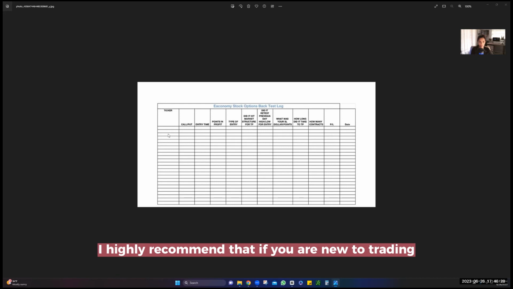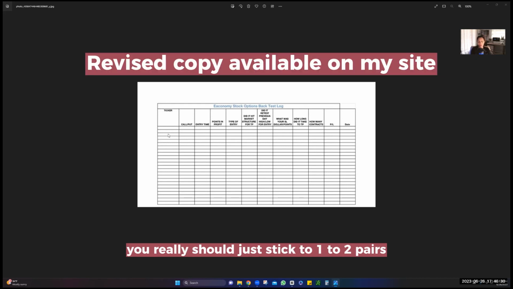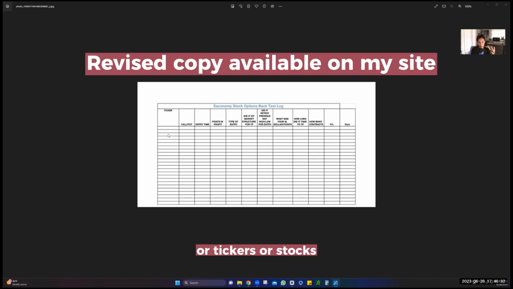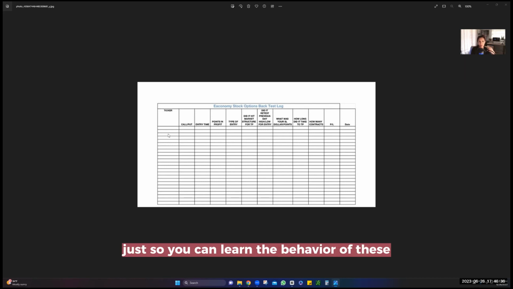I highly recommend that if you are new to trading, you really should just stick to 1 to 2 pairs or tickers or stocks, whatever it is that you're trading, just so you can learn the behavior of these and really become good at trading it.